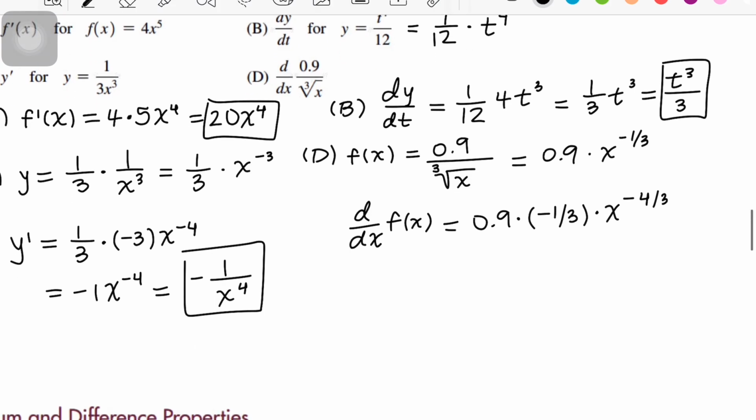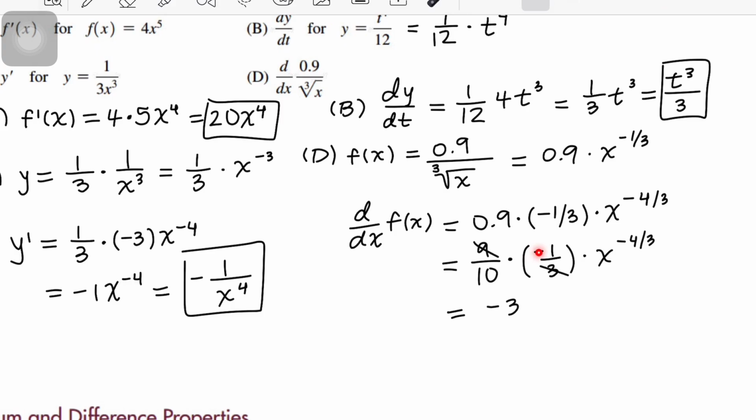Now I want to simplify this a little further, and we could do that by using the fact that 0.9 is the same as 9 over 10. And then we still have that we're multiplying by this -1 over 3 here. And have x to the power -4 over 3. Now we can take a 3 out from both of these guys. So then we're left with -3, because we have this negative here, over 10 times x to the -4/3.